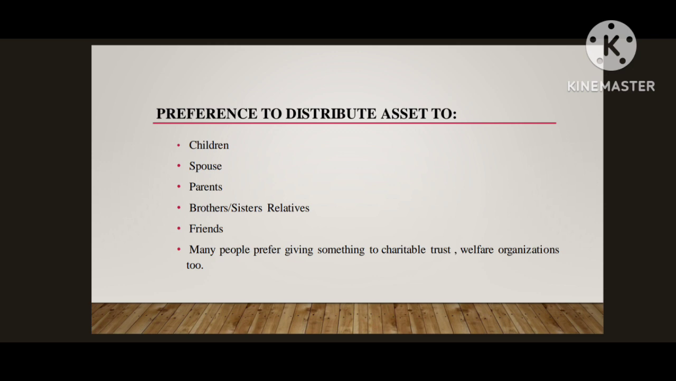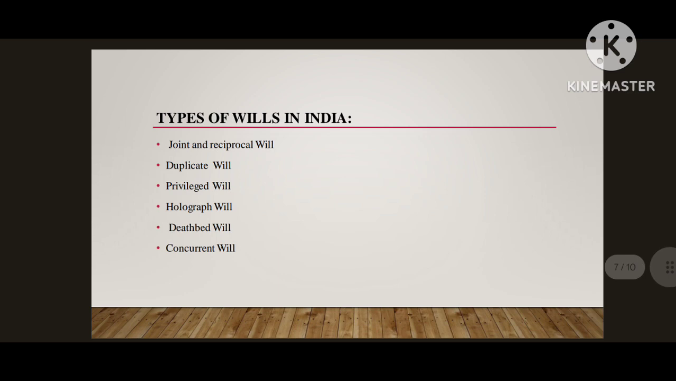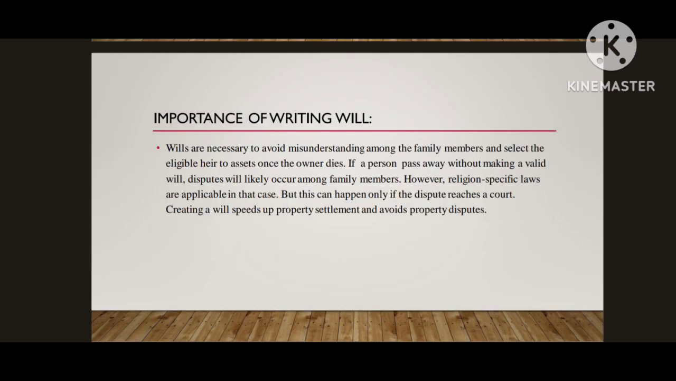A writer or testator may prefer to distribute assets to many persons like children, spouse, parents, brothers, sisters, or relatives and friends, and many people prefer giving something to charitable trusts and welfare organizations too. Now, let's see the types of wills in India: joint and reciprocal will, duplicate will, privileged will, holograph will, deathbed will, and concurrent will.